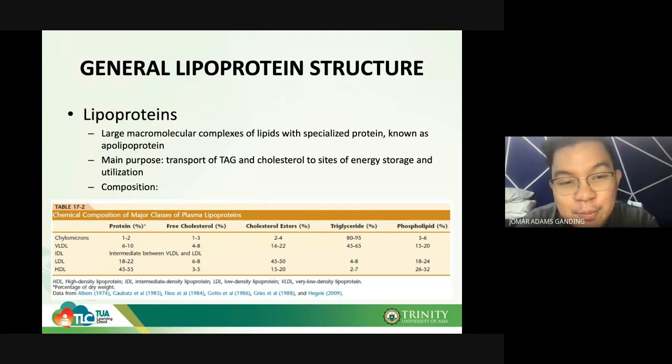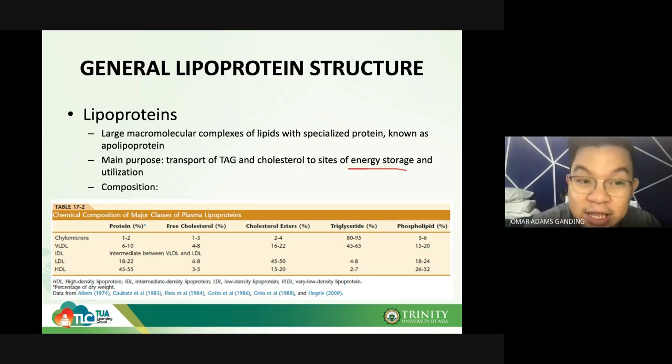So again, the main purpose of your lipoprotein is to transport triglyceride and cholesterol to sites of energy storage and utilization. Again, sites of energy storage, where will they be stored? Or cells, where will they be utilized as energy sources? These are your lipoproteins. And there are different compositions. Okay, when we say composition, there are five.